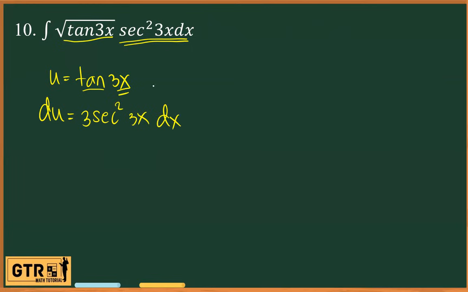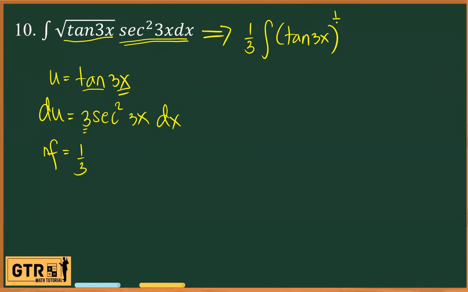dx. Okay? So therefore, it is in the form, so we have a neutralizing factor. Let's use again the neutralizing factor. We don't have 3 in this expression, but in our differential, we have 3. So therefore, the neutralizing factor is the inverse of 3, we have 1/3. So therefore, this can be written as 1/3 integral of tangent 3x, square root, so that is raised to 1/2. And then let's write this 3, so times 3 secant squared 3x dx.